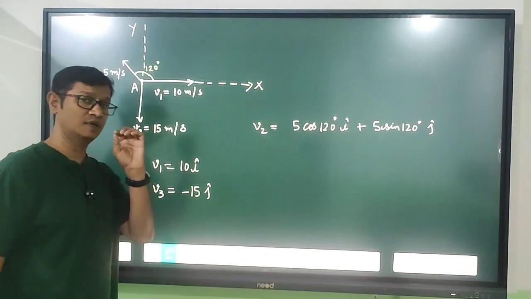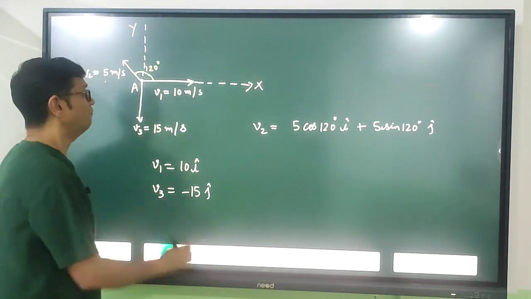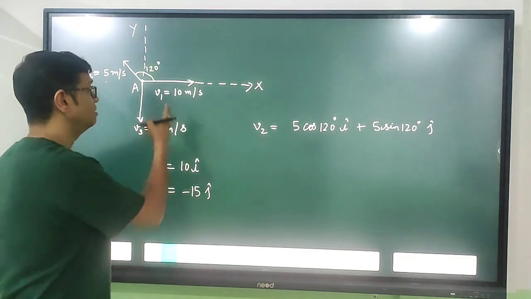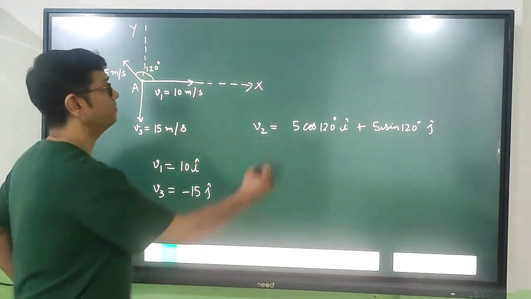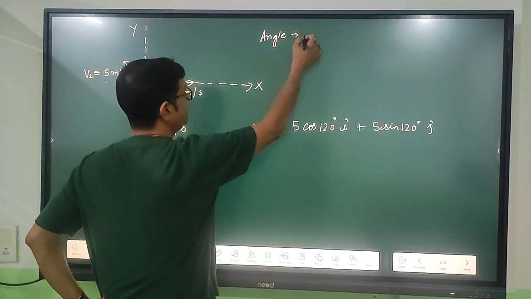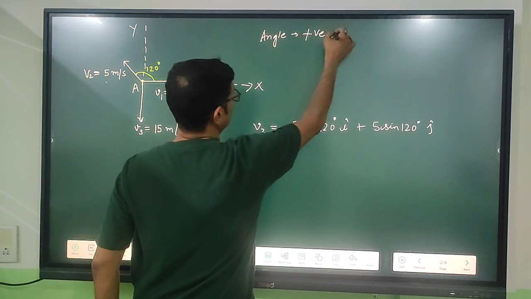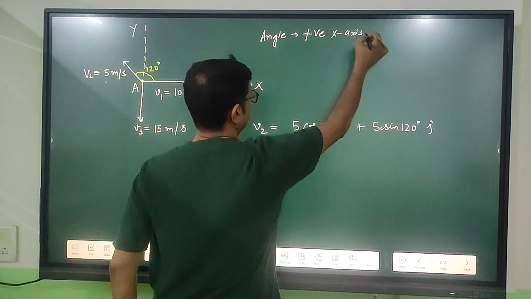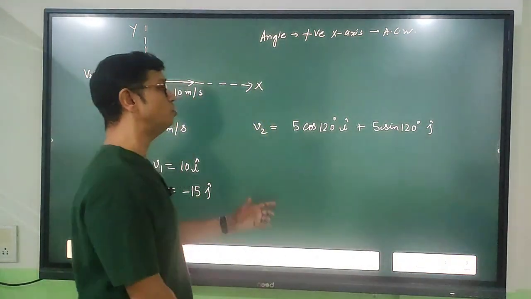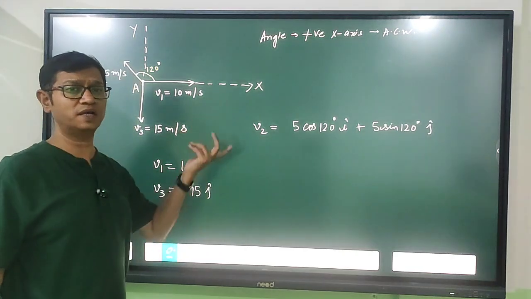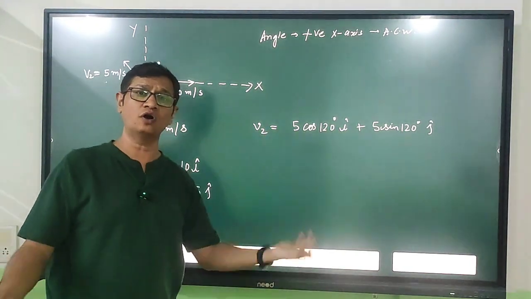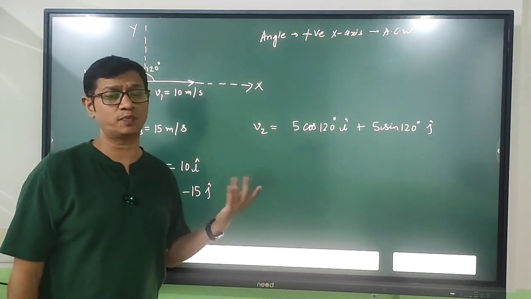So here there is a minor but important concept. When we take the angle of the vector from the positive direction of x-axis measured anti-clockwise, right? Angle is measured from positive x-axis and in anti-clockwise direction, then you don't really bother about whether it is a plus i or minus i or plus j or minus j. Your sine or cos will automatically tell you whether it is coming towards plus or minus.